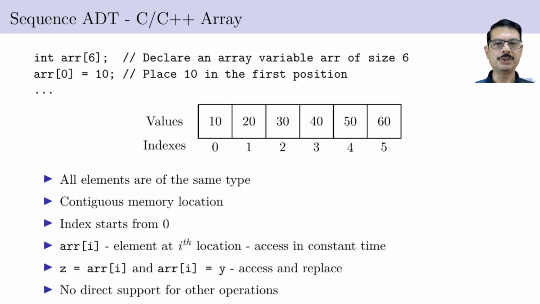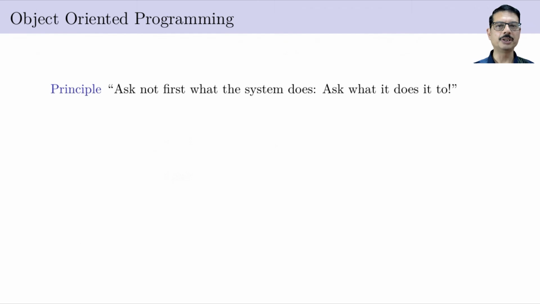Let's address these limitations within the framework of object-oriented programming. Here is a quick refresher on object-oriented programming or OOP. First, there is this guiding principle which I really like. You don't ask first what the system does. You ask what it does it to. In other words, don't just focus on actions, think about which entity the action is happening to.